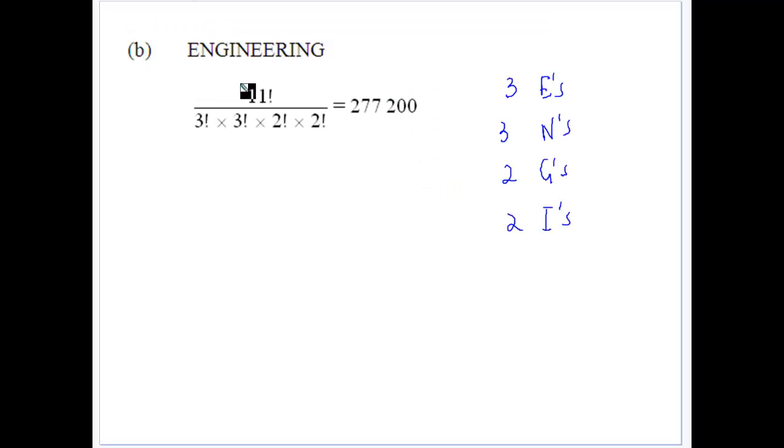Something like engineering has 11 letters, but 3 E's, 3 N's, 2 G's, and 2 I's means we have to divide by those multiplication factors.